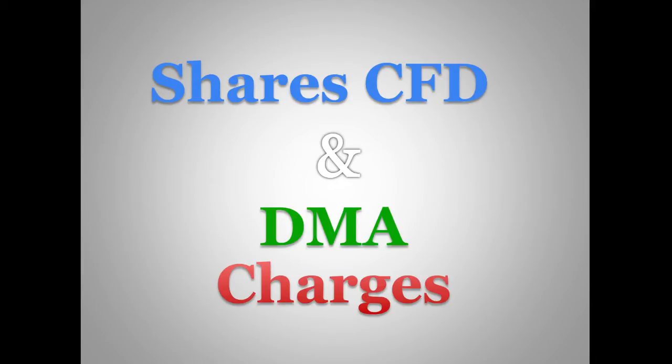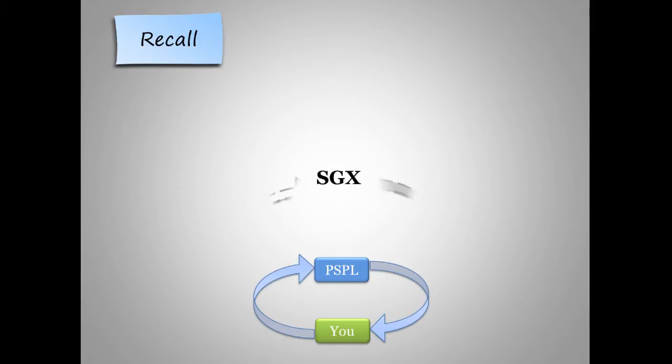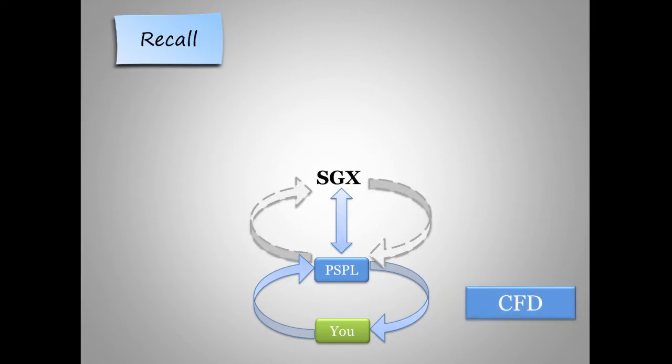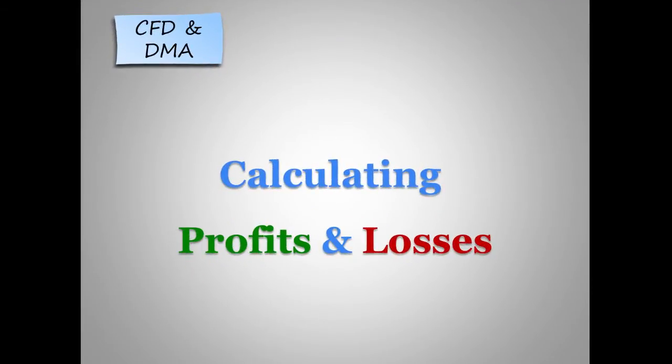CFD and CFD DMA charges. As mentioned in our previous lessons, CFD and CFD DMA are pretty much similar except for the mode in which the trades are executed. CFD goes through Phillip Securities Private Limited and CFD DMA goes through directly to the exchange. When a contract is calculated, here is how your profit or losses are realized.